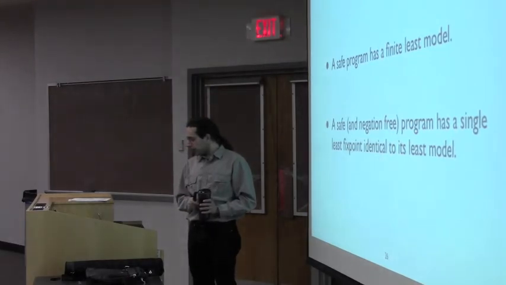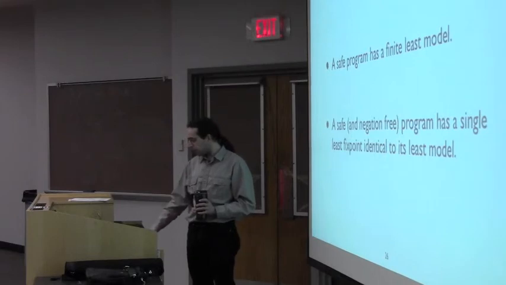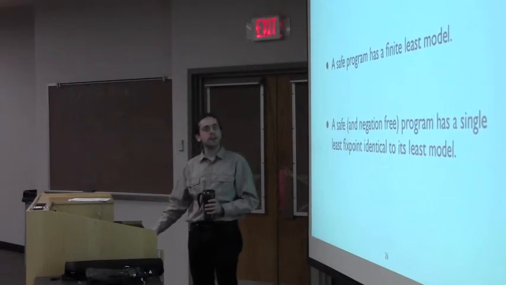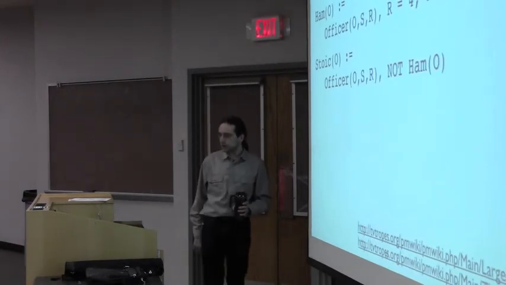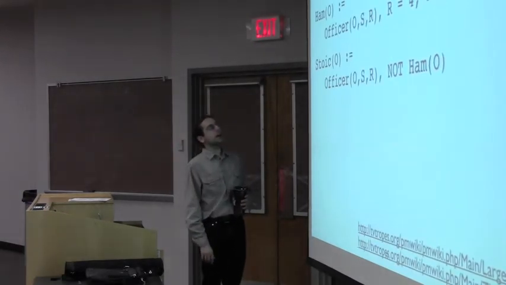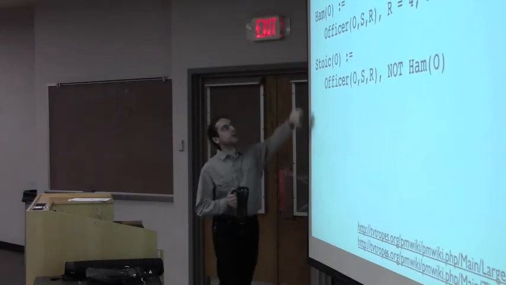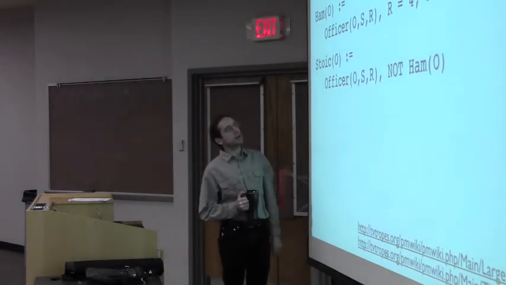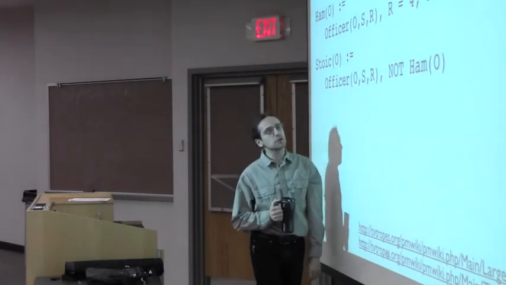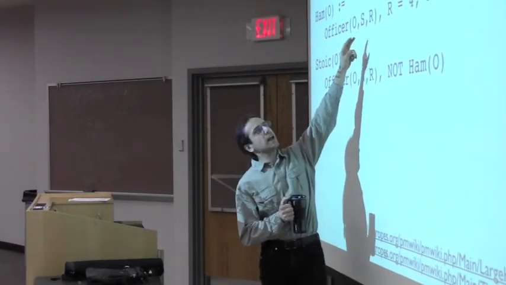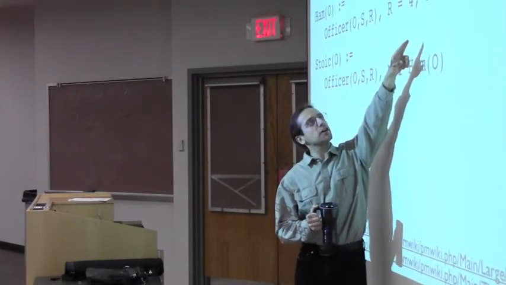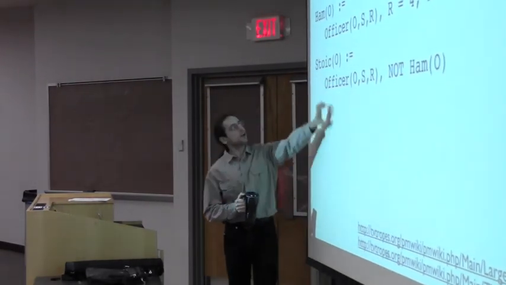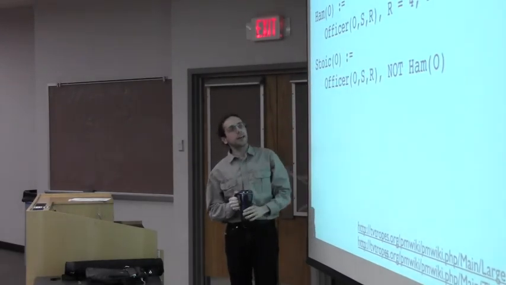So, before I let you out, I want to quickly preface something that we'll cover on Monday, just to get it into your brains and start thinking about it. Let's say I have two different relations, Ham and Stoic. And I define them in terms of one another. So I can say an officer is a ham, see this page for definition, if they are not a Stoic. And they're a Stoic if they are not a ham.